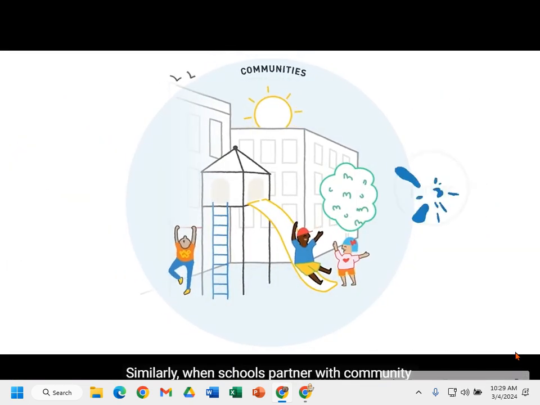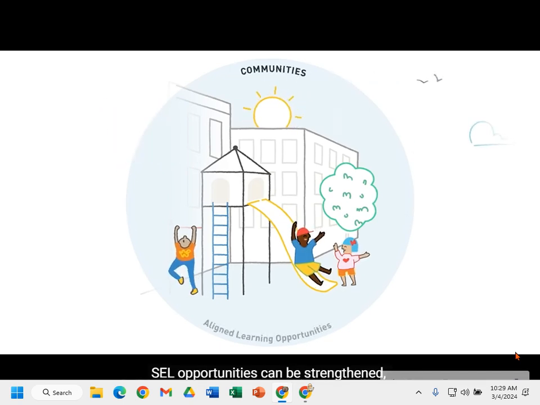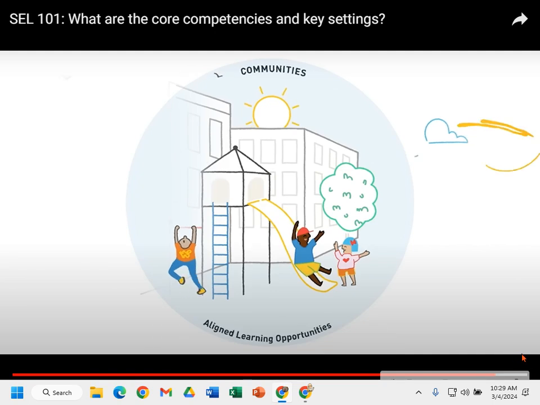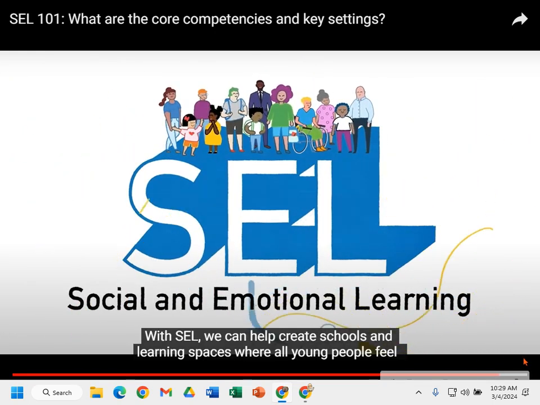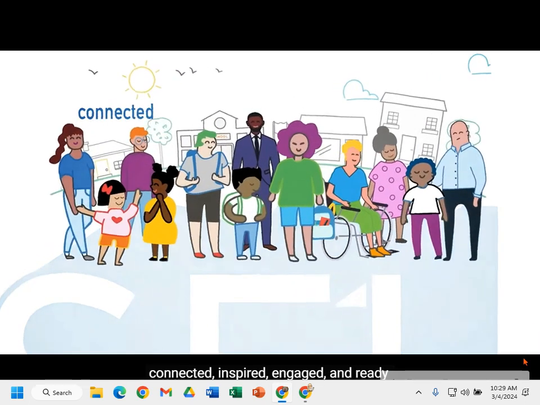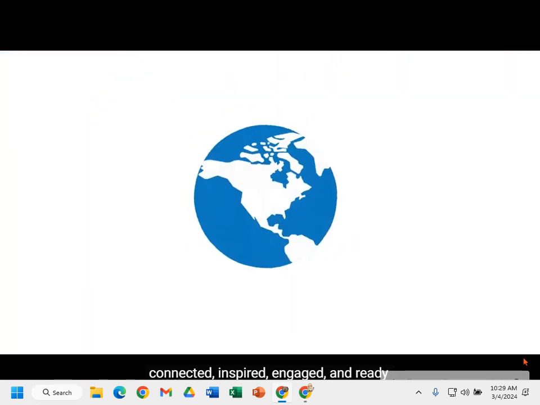Similarly, when schools partner with community organizations to align their efforts, SEL opportunities can be strengthened and students benefit even more. With SEL, we can help create schools and learning spaces where all young people feel connected, inspired, engaged, and ready to contribute to the world around them.